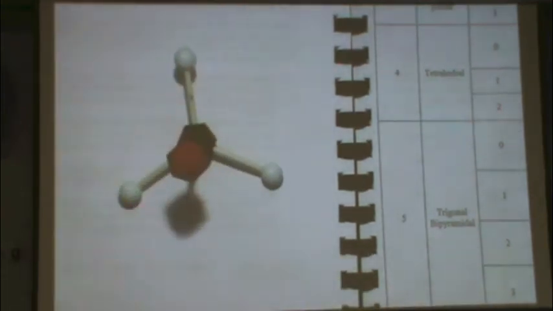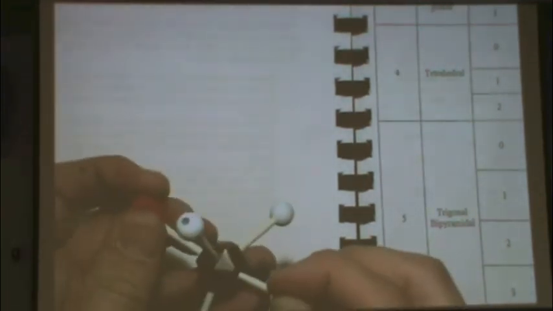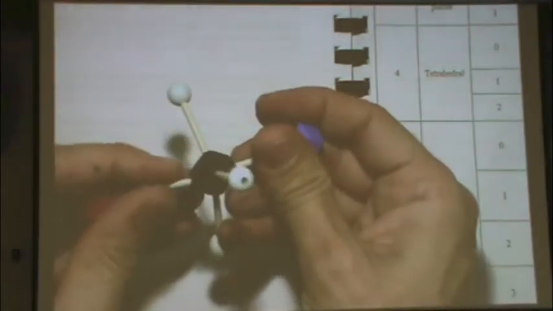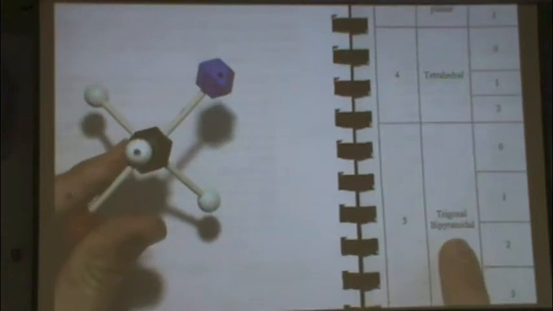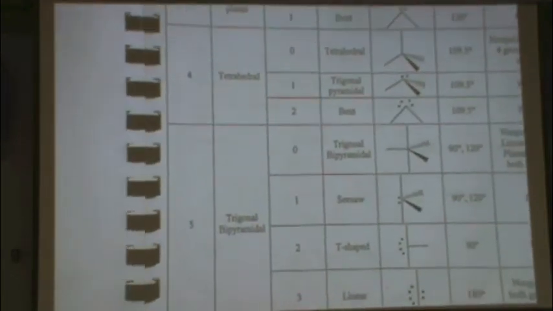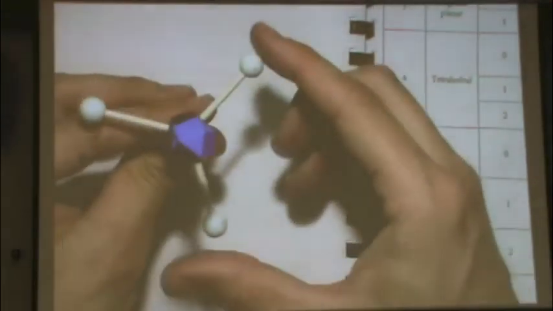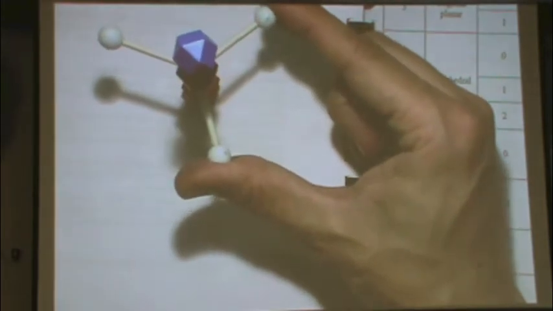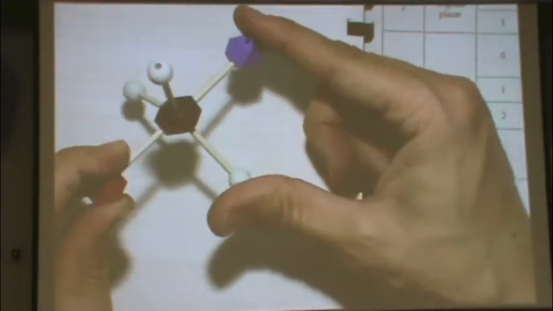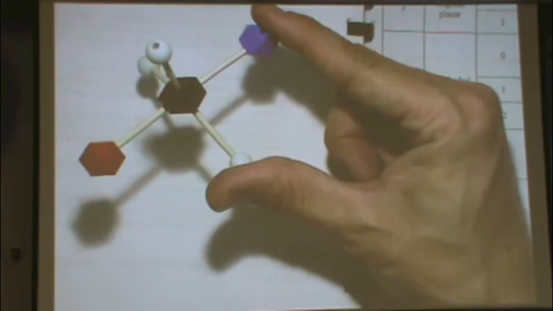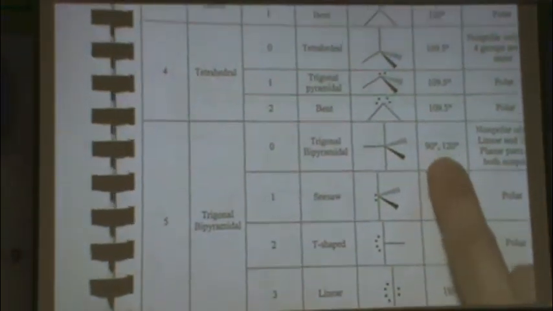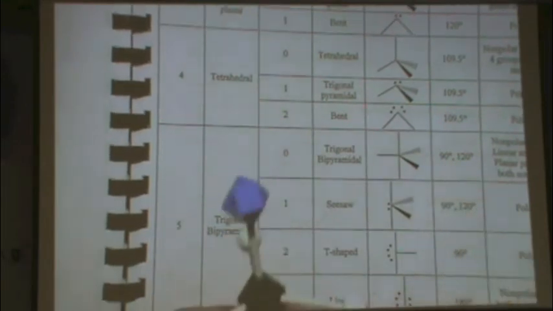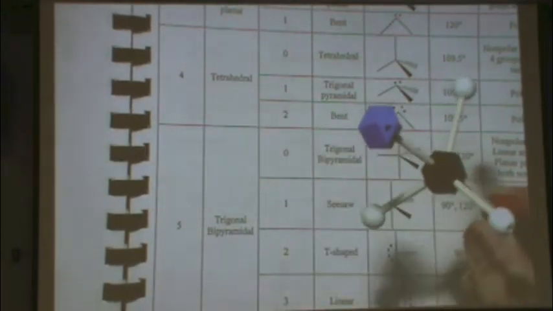This is called trigonal bipyramidal. Why? Because there's a pyramid on this side, and then a pyramid on the other side. Can you see that this bond angle is 120, and this bond angle is 90? So this one has 2 bond angles to note, 90 and 120. This is with no lone pairs or no missing groups.